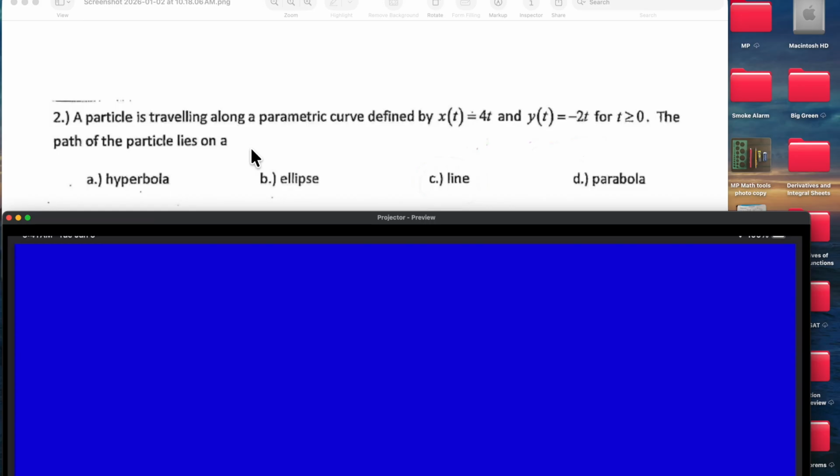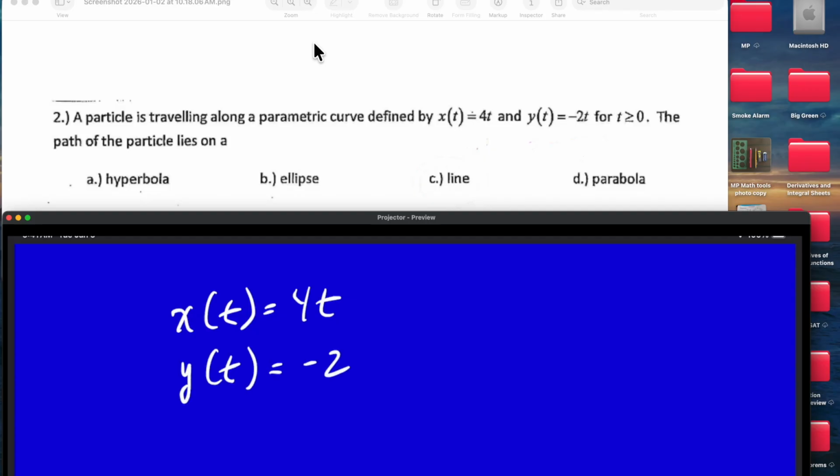We are told that there is a particle traveling along a parametric curve defined by x of t equals 4t, y of t equals negative 2t for t greater than or equal to 0. The path of the particle lies on A, and it gives us 4 choices. Okay, so when you're looking for the path of the particle, that's a signal that we need to convert this to a rectangular equation. So we start out with x of t equals 4t and y of t equals negative 2t. Okay, so we're probably talking about time here because they say t is greater than or equal to 0.